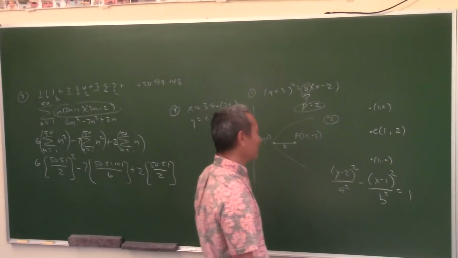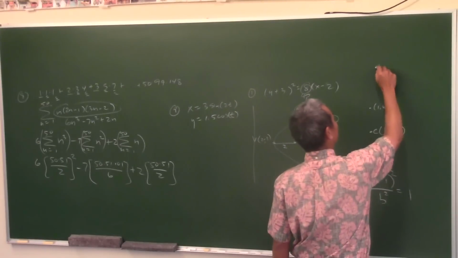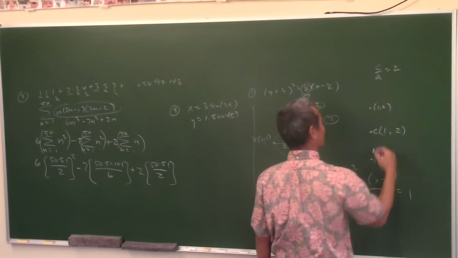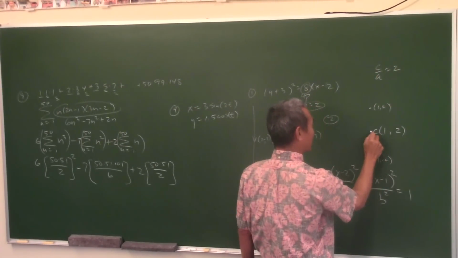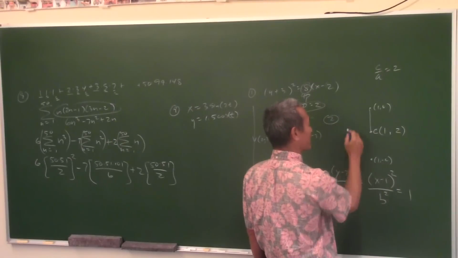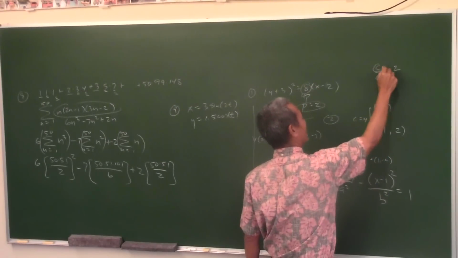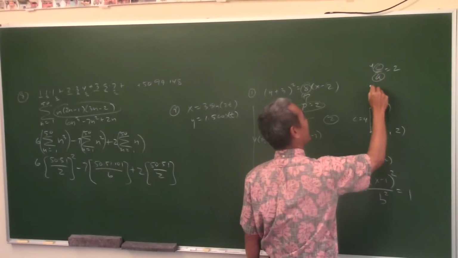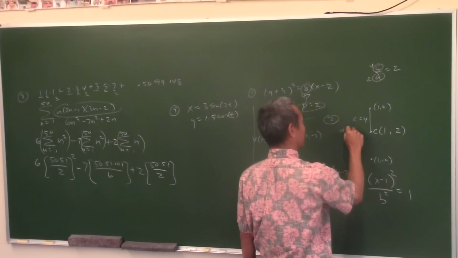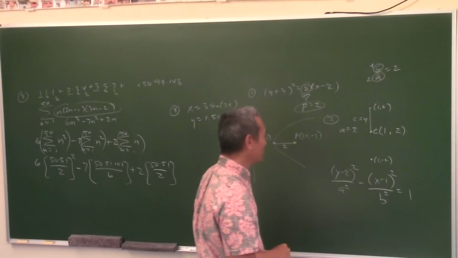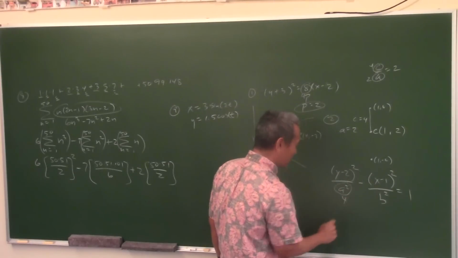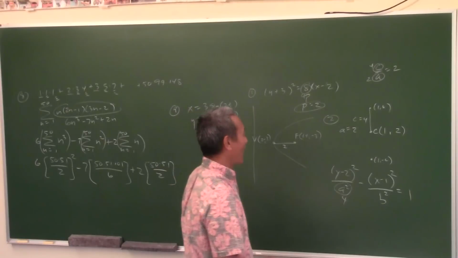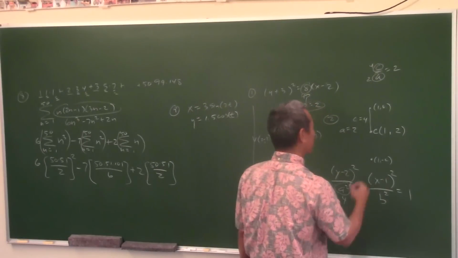And eccentricity 2. Of course, eccentricity is c over a, so we know c over a is 2. The distance from the center to the focus, that's what c is, so we know c is 4 already. And now that c is 4, we can figure out a has to be 2, right? Since c over a is 2, and so therefore this has to be 4, because that's a squared.